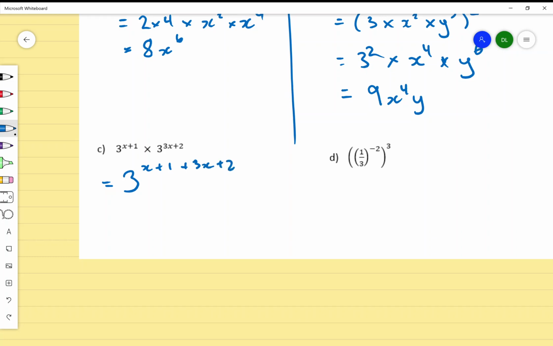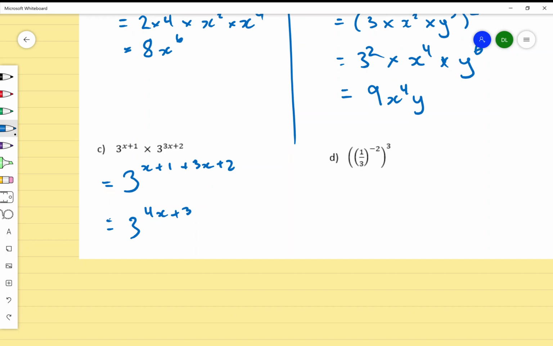It's weird, right? Are we okay with that though? Are we stuck on how I get there? No? Okay. So from there, I keep the same base. I get 3, and I just simplify the powers. So x plus 1 plus 3x plus 2 gives me, Lucas, 4x plus 3, and that's it. I'm done. So I don't need to solve it. I just need to simplify it.